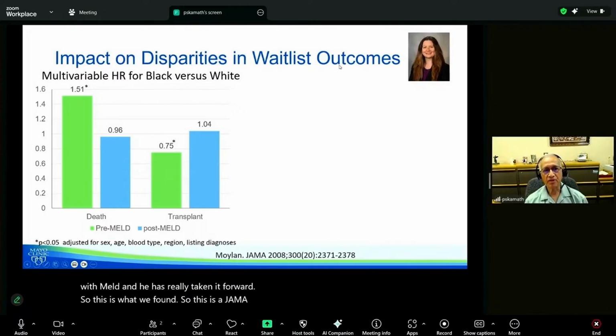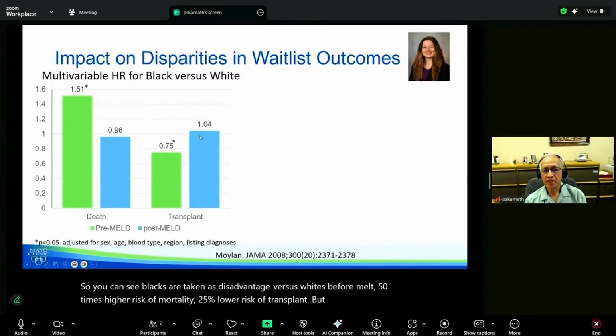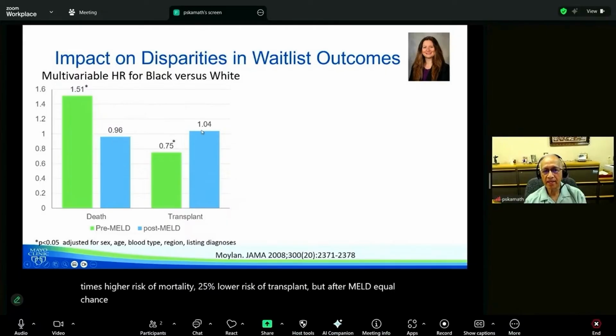This was found post MELD allocation, when it changed in 2002. Richer people were advantaged. So you can see blacks disadvantage versus whites. Before MELD, 50 times higher risk of mortality, 25% lower risk of transplant. But after MELD, equal chance of dying, equal chance of transplant. So it really helped disadvantaged minorities.